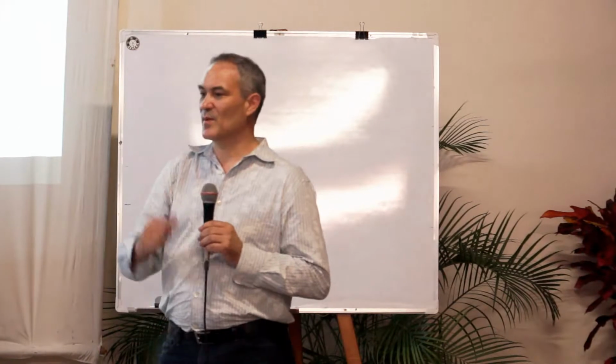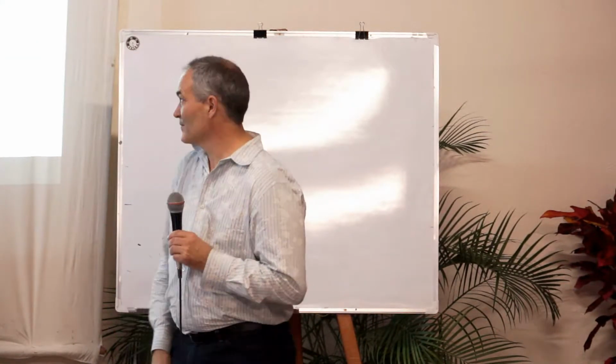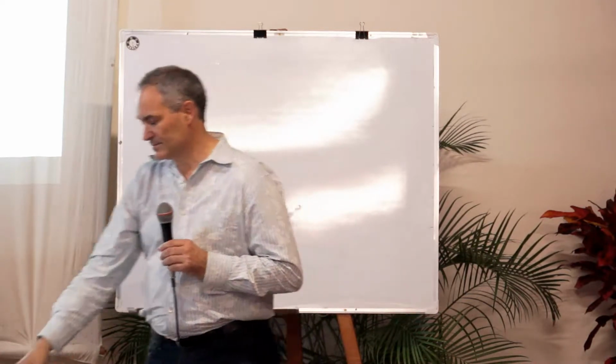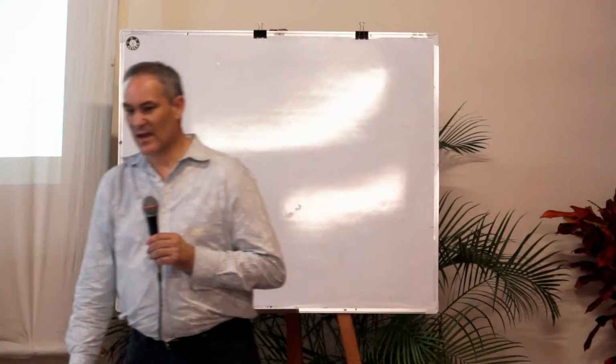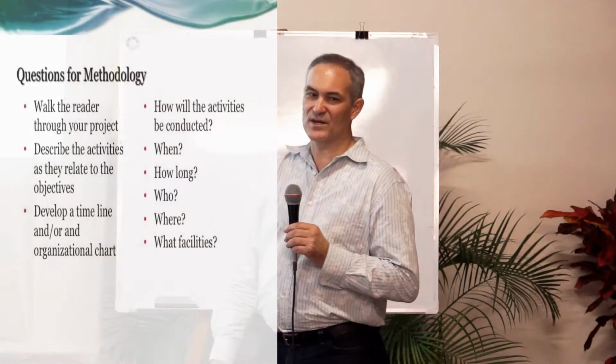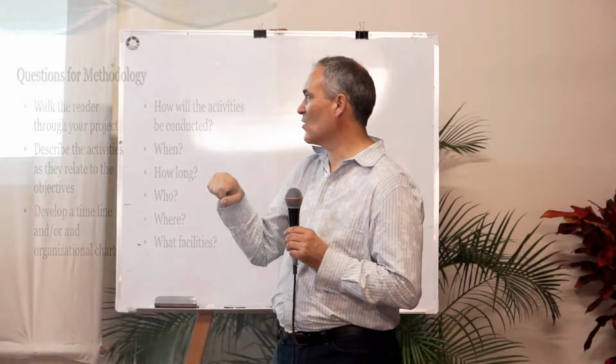And this is why I say it's a little bit more of a narrative than just, well, here's the Gantt chart of what we're going to do. It talks through and describes each of those and how they relate, how each of the activities relate to the objectives. And it also develops a timeline or the organizational chart of what's happening.